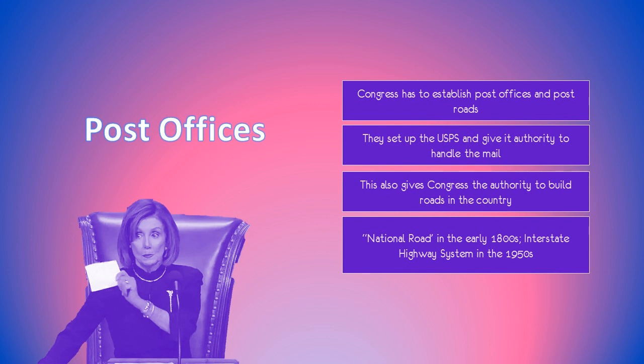Another random sounding one here is that Congress is responsible for establishing post offices and post roads. So this gives Congress the power to build roads in order to facilitate the delivery of mail. So they have to run the post office, and the post office has the authority to handle the mail, deliver the mail, and all this. And this has given Congress the incentive to build a good road system to deliver the mail.